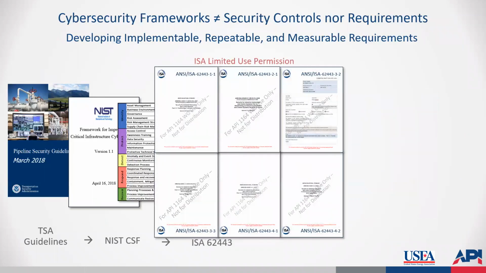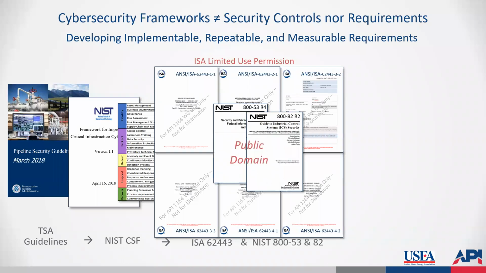So again, NIST only used 2 of them. I'm sorry, yeah, the NIST controls framework only mapped to 2 of the ISA IEC 62443 documents. We contacted ISA and asked them if we could use the documents for reference in the creation of 1164, and they gave us a limited use permission of 6 documents that we were able to leverage to build out the 1164 details. Okay, we then took 853 and 882.